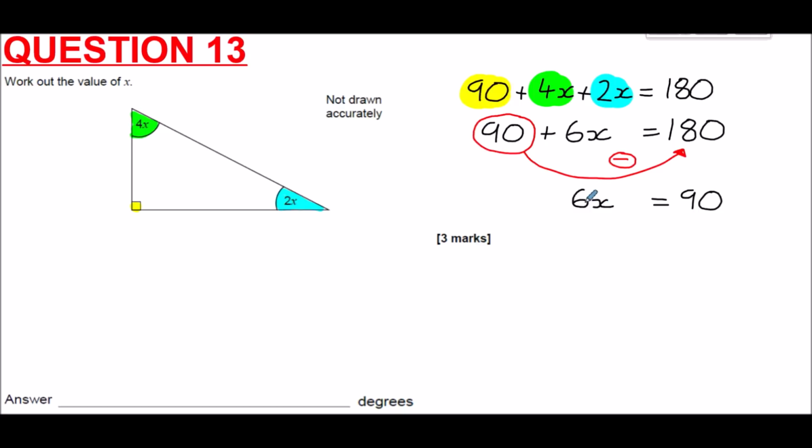And the same way as before, what's that 6 doing to the x? Well, the 6 is multiplying the x. If you've got two things in algebra just next to each other, it always means one is multiplying the other. And so because that 6 is multiplying, when we move it over, it'll change to the opposite sign. Opposite of multiplying is dividing. And so x will be 90 divided by 6.